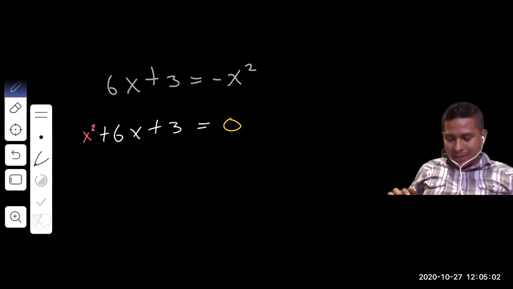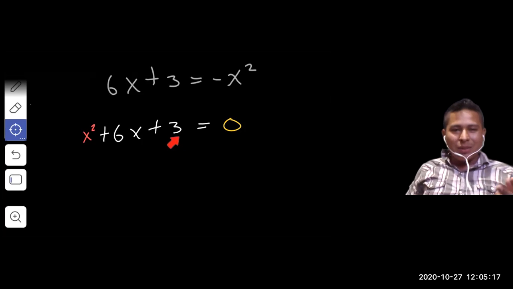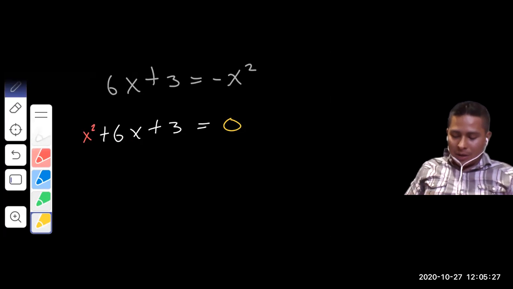Okay, now, guys, take a look. This is another special equation that, if you try to factor it using the ordinary method, you're not going to be able to factor it, because 3 is a prime number. That means you can only factor it as 3 times 1, and 3 times 1 will never give you 6x, guys. That's not possible. But the quadratic formula is going to help us.